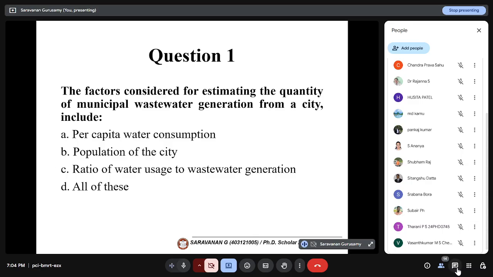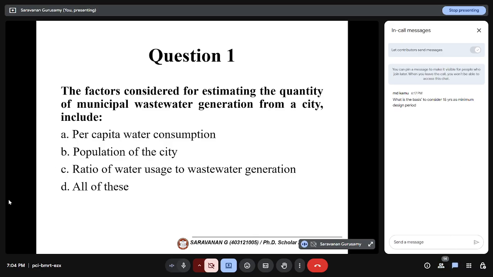So let me read the question. Please post the answer in the chat box, A, B, C, D like that. The factors considered for estimating the quantity of municipal wastewater generated from the city include: so what are the factors we have discussed? Per capita water consumption, population of the city, ratio of water usage to wastewater generation, all of the above.